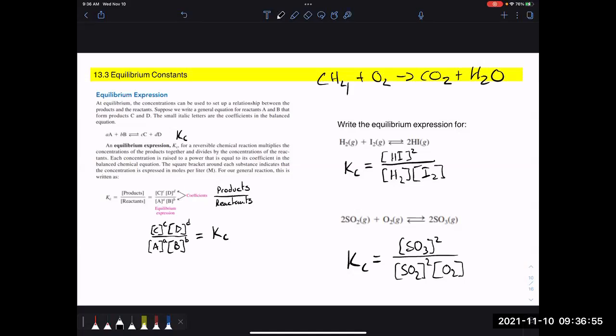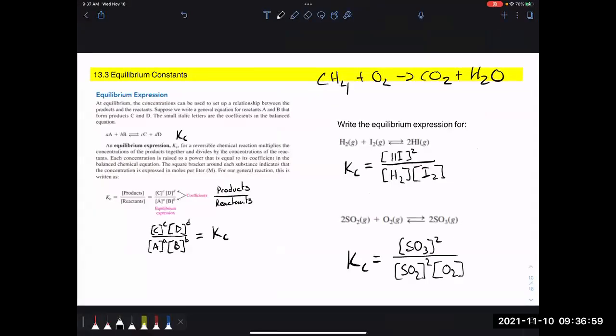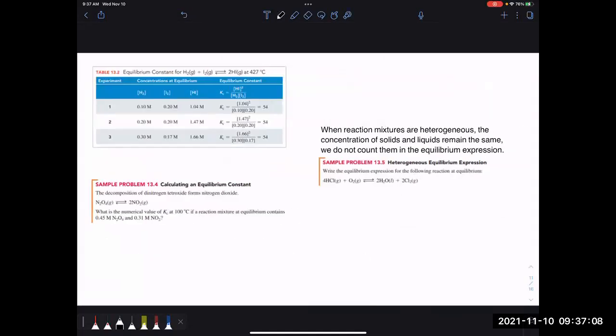So hopefully what I wrote matches up with what you wrote. If it doesn't, hopefully there's questions. But otherwise we can move on. So knowing these concentrations, right, you can see why the previous chapter was important, because we talked about solutions and molarity, which is a concentration. You need molarity to do these kinds of problems.